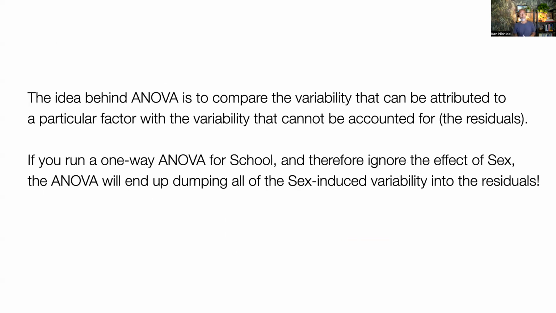Okay. So the idea behind ANOVA is to compare the variability that can be attributed to a particular factor with the variability that cannot be accounted for, which is basically the unexplained variance. If you run the one-way ANOVA for school and therefore ignore the effect of sex, then the ANOVA will end up dumping all that sex-induced variability into the residual, and you're actually comparing against that residual. So therefore, the school might not make it. Okay, so that's the advantage of running the two-way ANOVA.